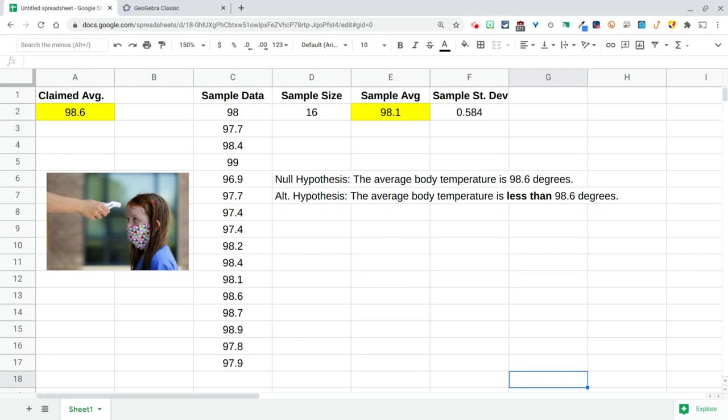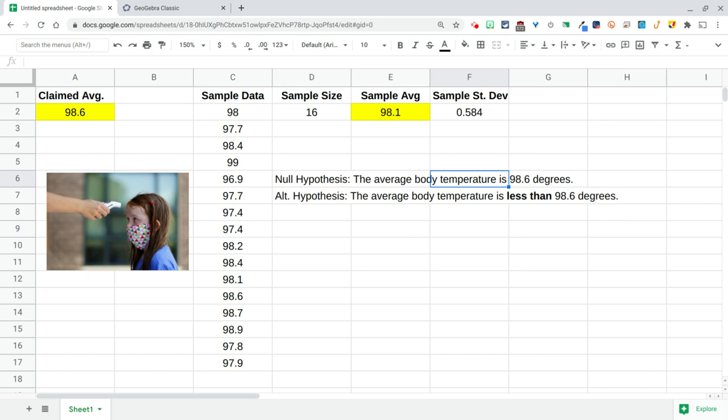All right, let's take a look at interpreting p-values. And in order to interpret p-values, we have to get in some data here. It's claimed that the average body temperature is 98.6 degrees. This is known as our null hypothesis, which I have written right here. This is some kind of claim that we know is true.